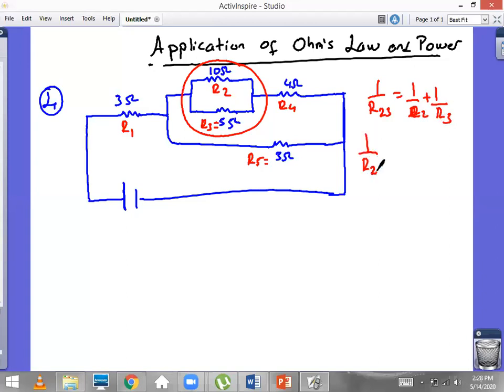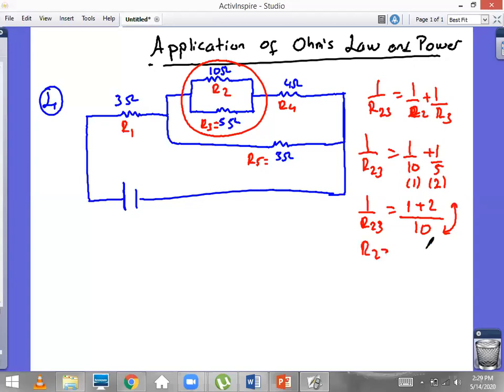So 1 over R2,3 is going to be 1 over 10 plus 1 over 5. They are not like fractions, so you have to make them like fractions. When you multiply here by 2, you're going to make them like fractions. So it's going to be 1 over R2,3 equals 1 plus 2 times 1, which is 3 over 10. Then at the end, you flip it again to find R2,3. So R2,3 is 10 over 3, which is 3.3 ohm, okay? 3.3 ohm for R2,3.